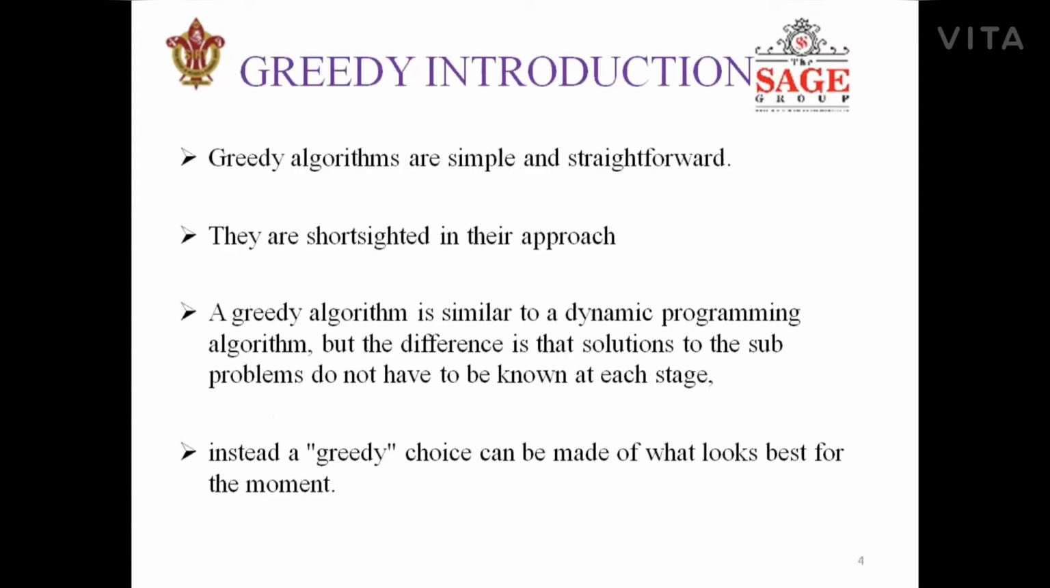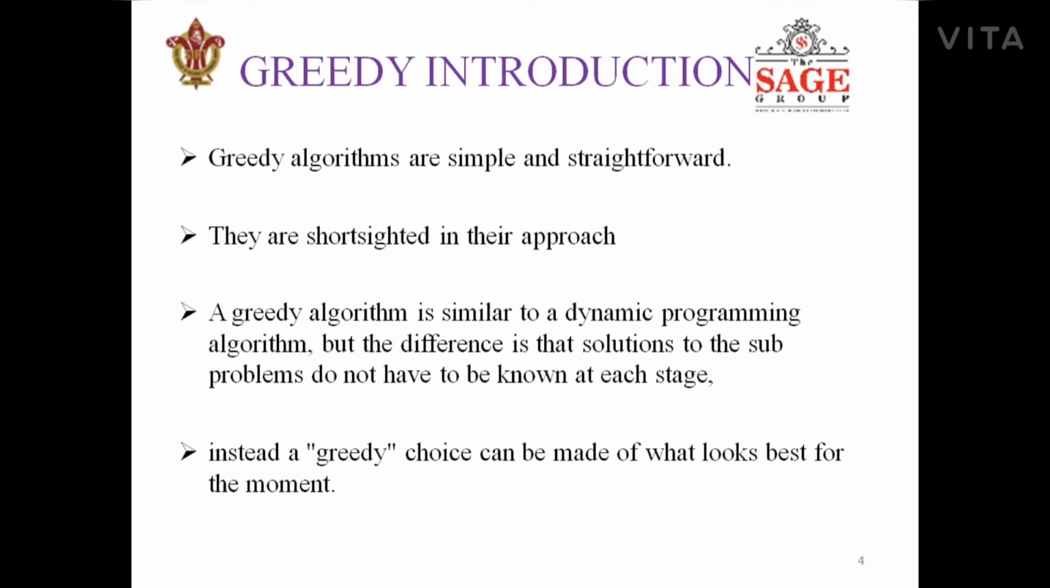So first let us discuss the introduction, or what is a greedy method. Greedy algorithms are very simple and straightforward. They are short-sighted in their approach. It means that we do not look at what is going to happen in the future. We just take the input in the current situation, and based on the current inputs, we provide the best optimal solution.